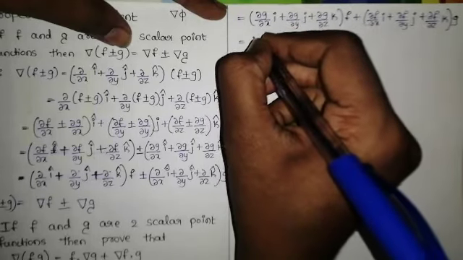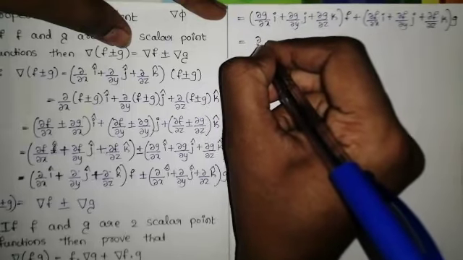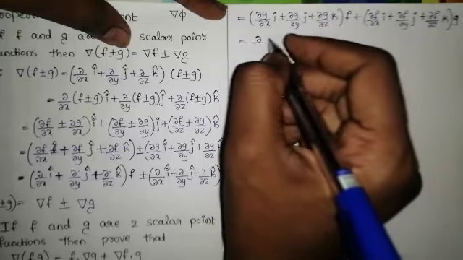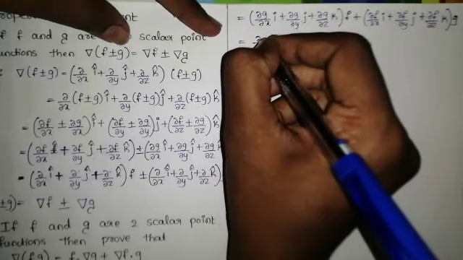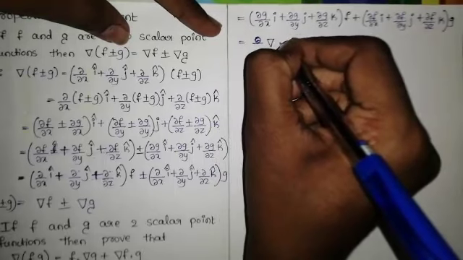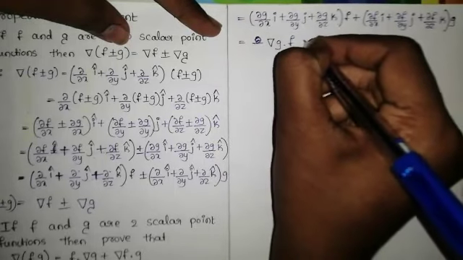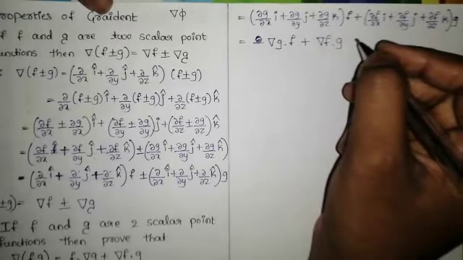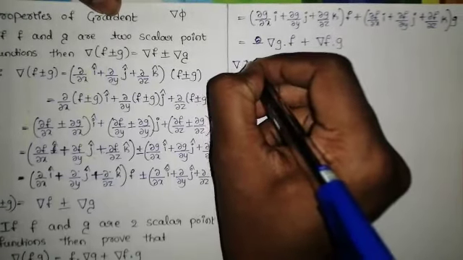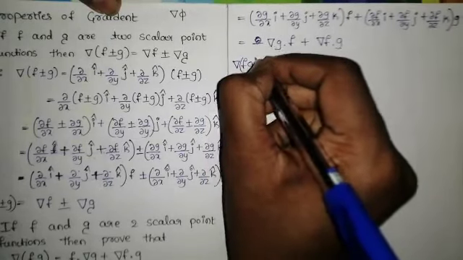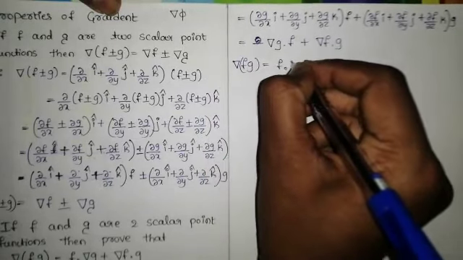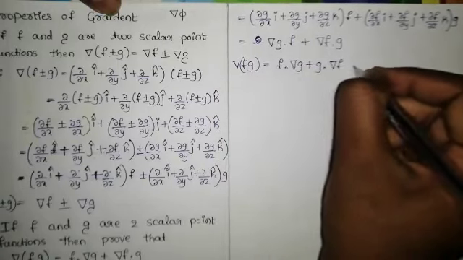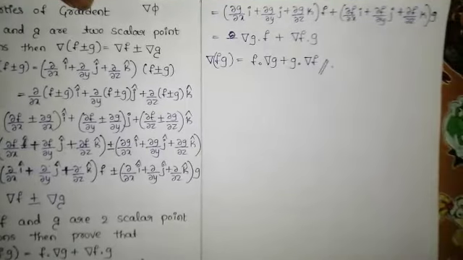So this gives ∂g/∂x, ∂g/∂y, ∂g/∂z can be written as del g into f plus del f into g. Or this can also be written as del of f g equal to f into del g plus g into del f. This is our second condition.